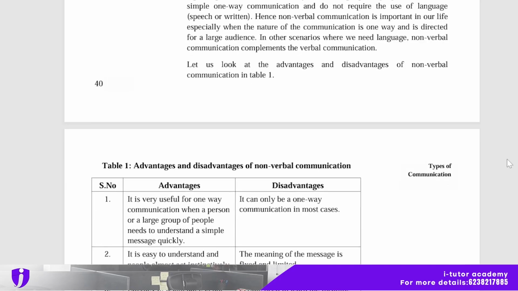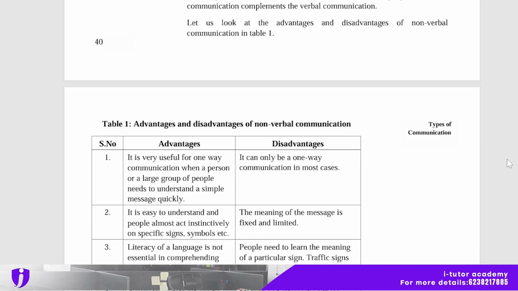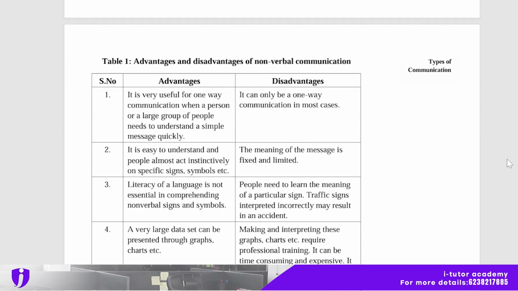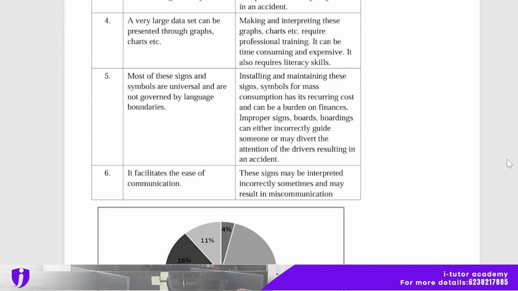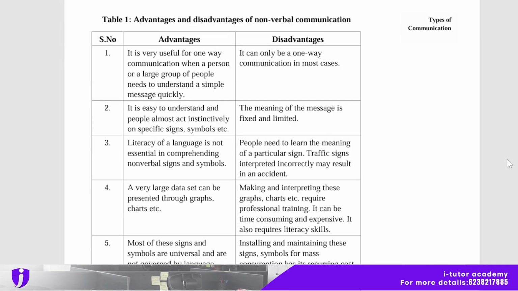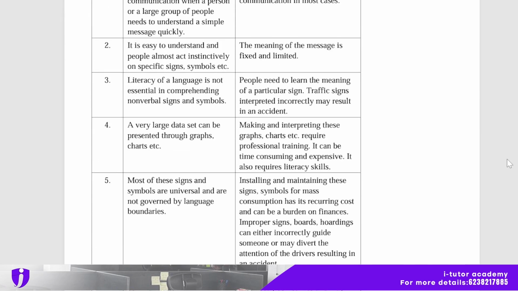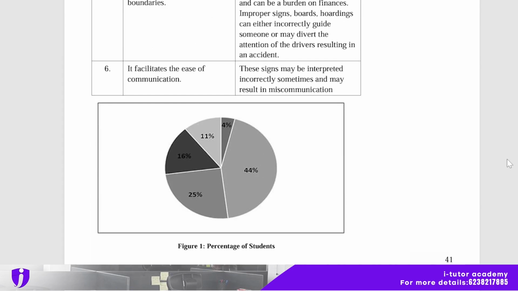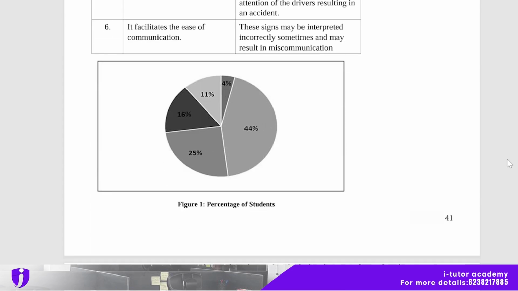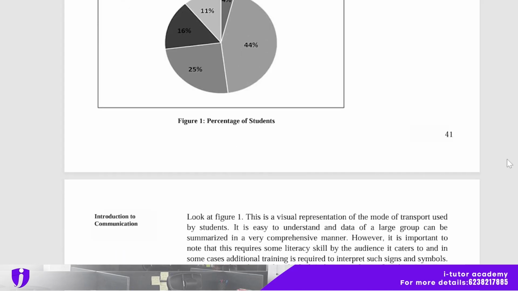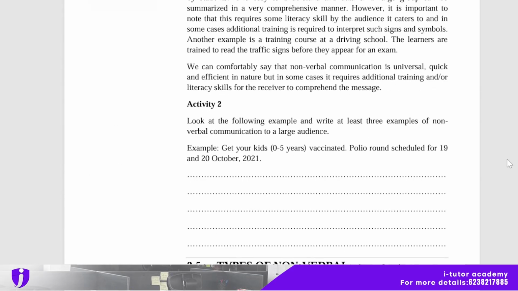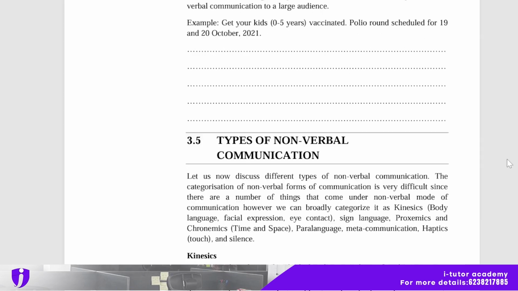So the advantages and disadvantages of non-verbal communication are in this table. There are 6 points. So you just go through this table, and you will get the advantages and disadvantages of non-verbal communication one by one. You just read from your IGNOU study material, unit 3 of your MMBC 007, and activity 2 is also based on this section.